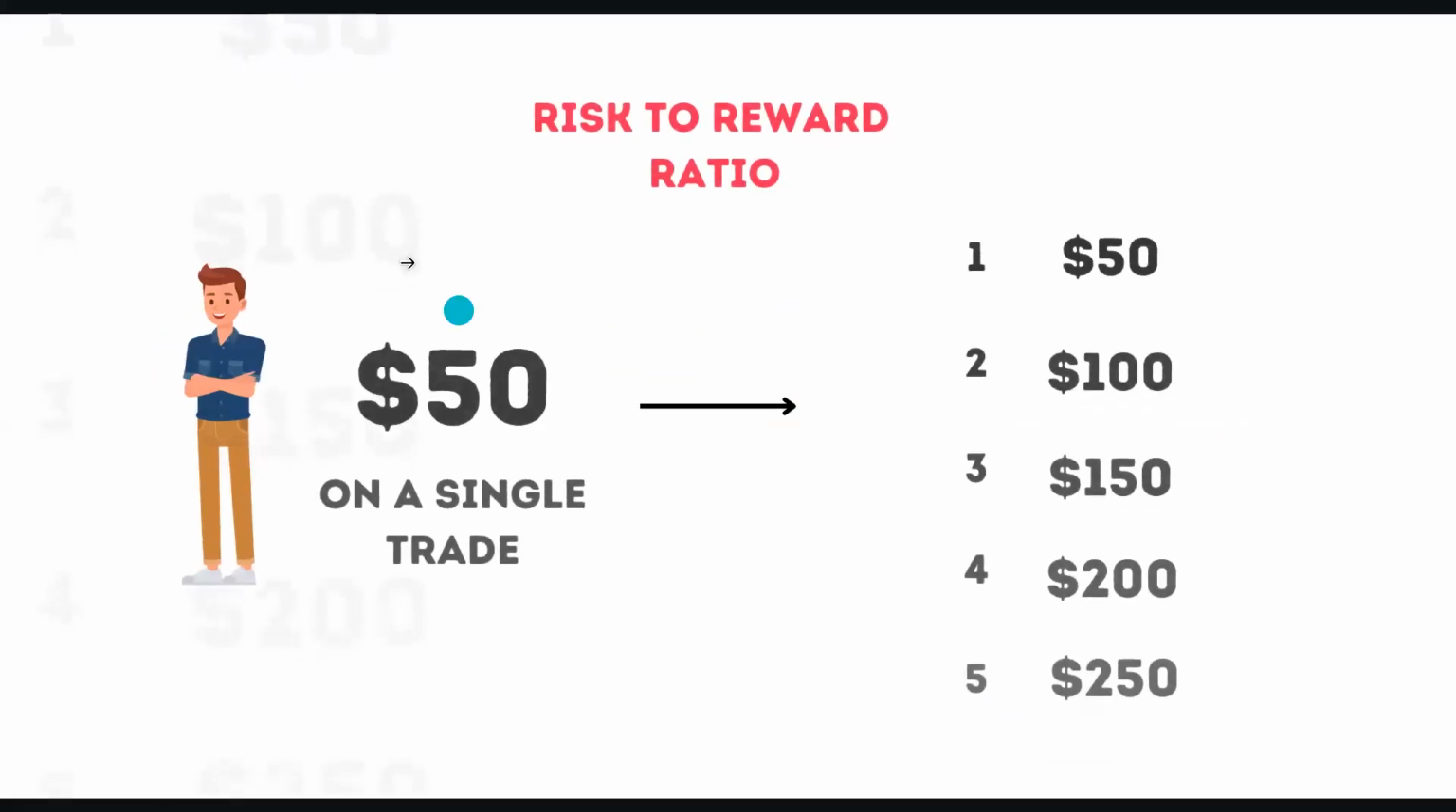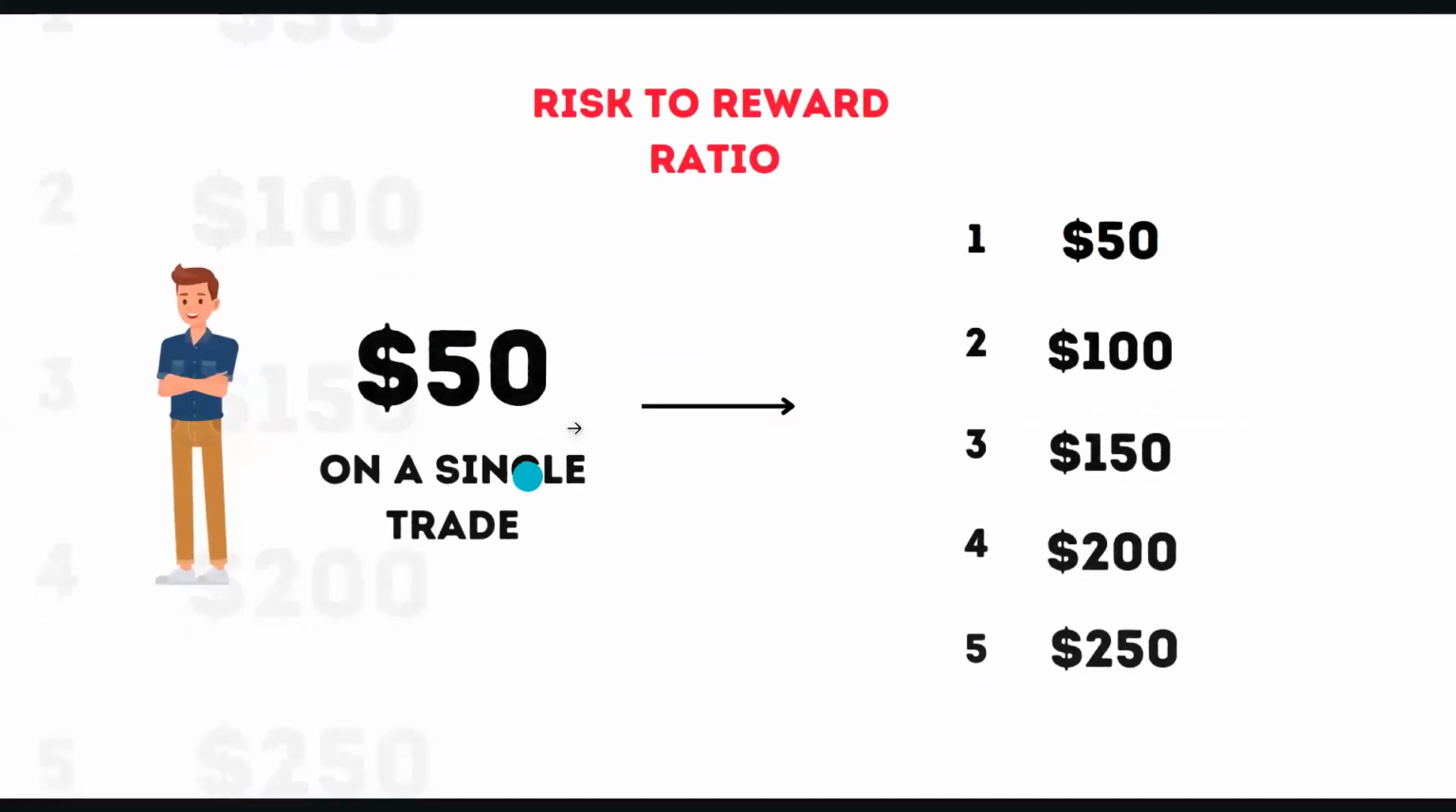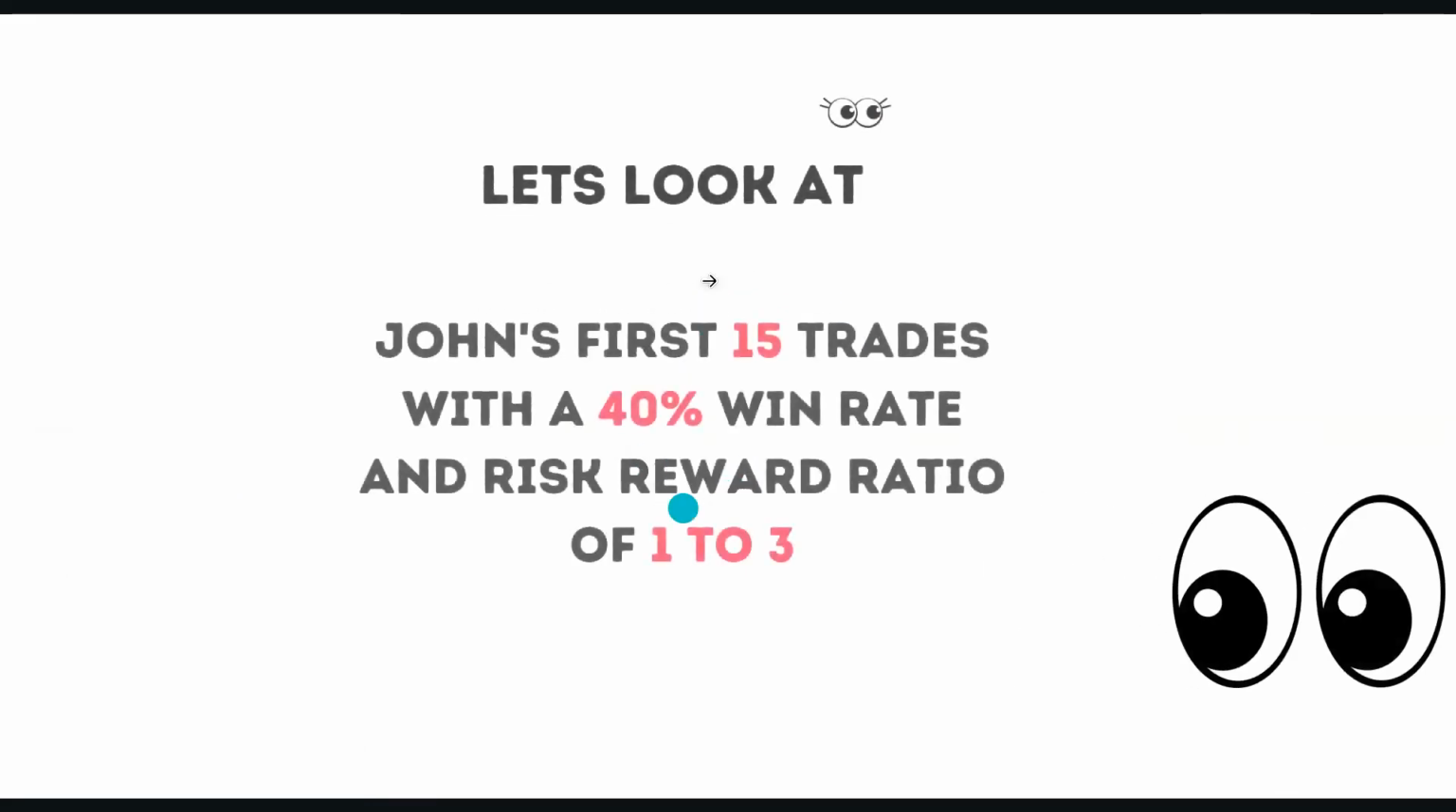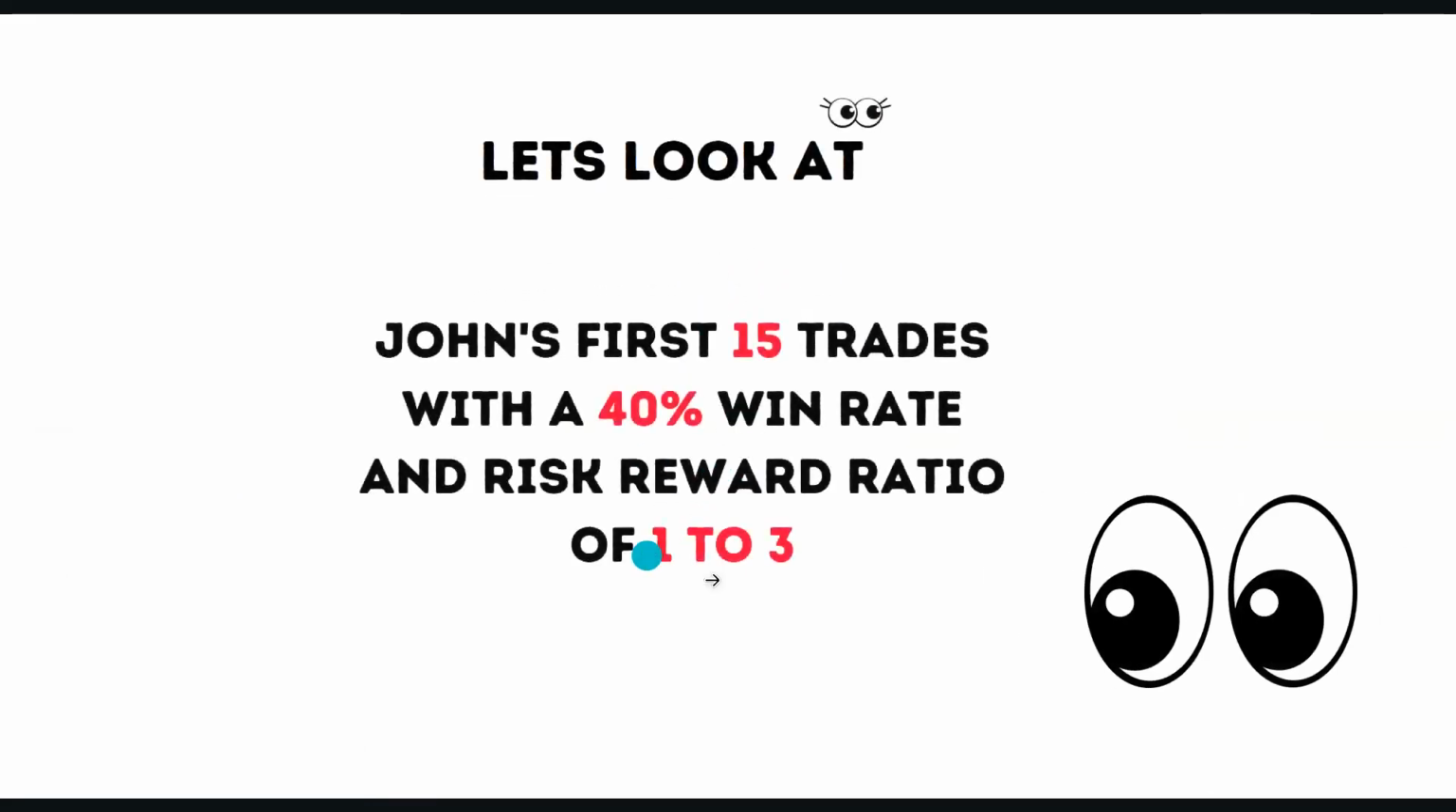Now John is risking $50 on a single trade, and with the risk reward ratio of 1:1, he made $50. He's risking $50 for $50. And the risk reward ratio of 1:2 is risking $50 for 100, and so on and so forth. Now, in this case, look at John, and we see that John is risking $50 for $150 because his risk reward ratio is 1:3, and he has a 40% win rate.